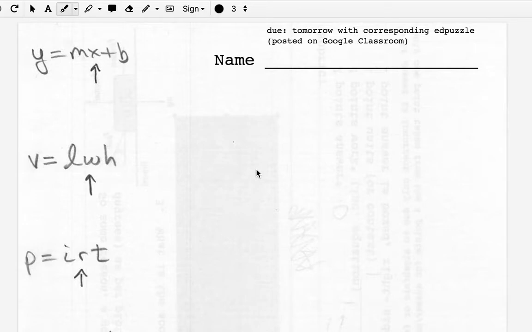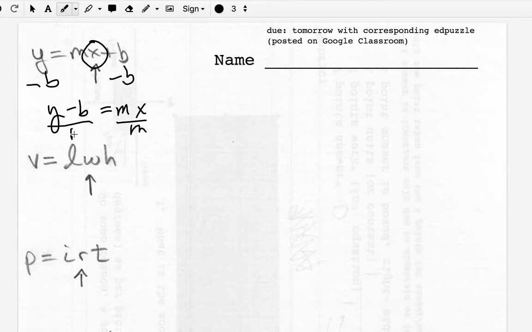This first equation, y equals mx plus b. I'm going to subtract b from both sides and then divide both sides by m. Okay, subtracting b from both sides, we get y minus b equals mx. We're focused on that x right there. To cancel this m, we divide by m, and we get x equals y minus b over m.